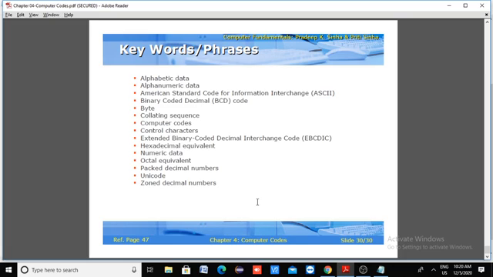I hope this is clear to you. In the next class we are going to discuss computer arithmetic on binary: how to add binary numbers, how to multiply them, how to divide them, and how to subtract them. These are all things we are going to discuss in the next class.